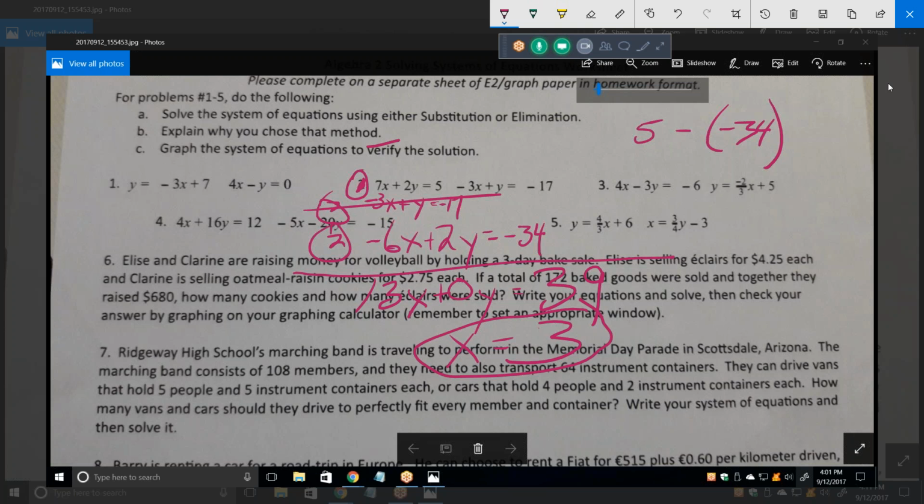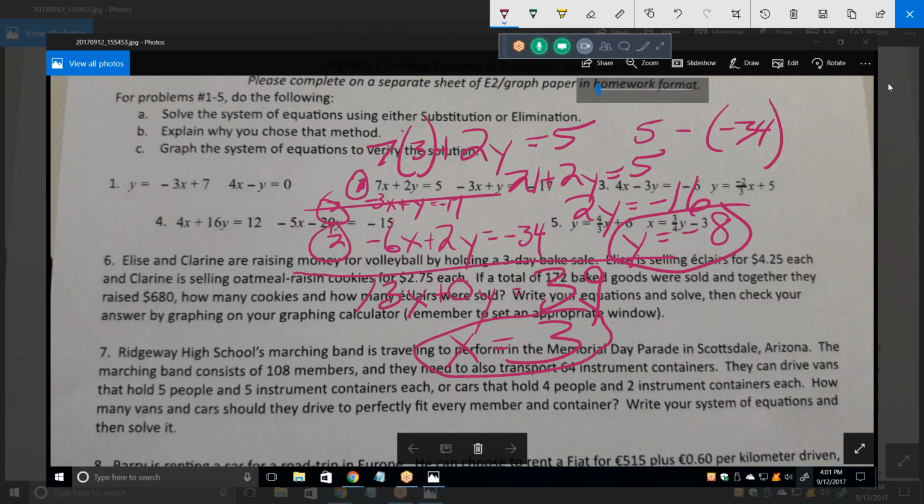So 7, and then in parentheses, 3, plus 2y equals 5. Simplify and solve for y. So 21 plus 2y equals 5. And then subtract 21 from 5, so 16. And then divide by 2. All right, so there's the second solution.